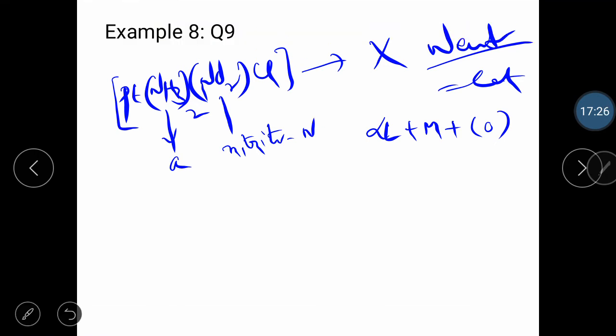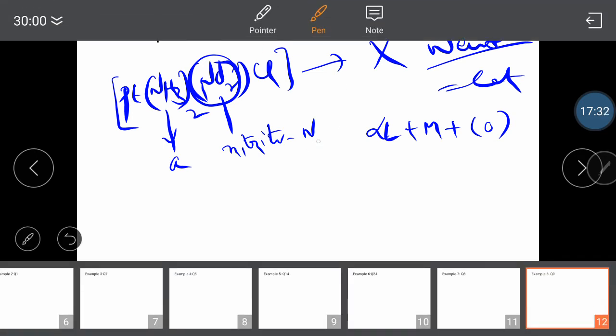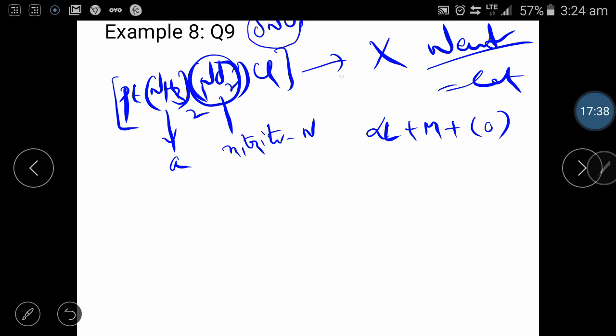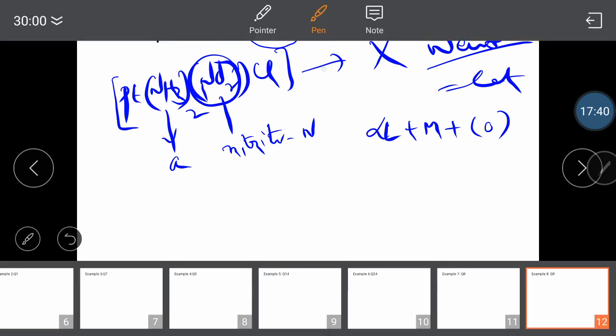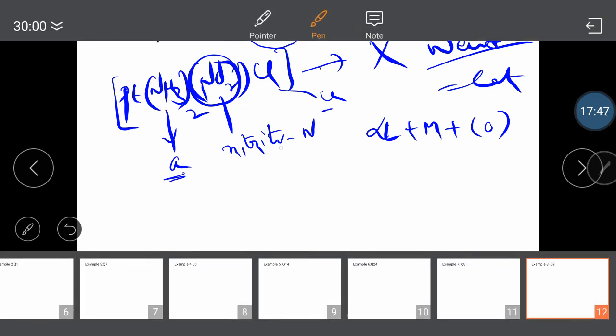Be careful, NO2: if they write it as O-N-O, it is called nitrito O. If they write it as just NO2, this is called nitrito N. O-N-O means what? Nitrito O. If they write NO2 directly, it's called nitrito N. This is what? Chlorido. Which one comes first? A first, C next, then N.